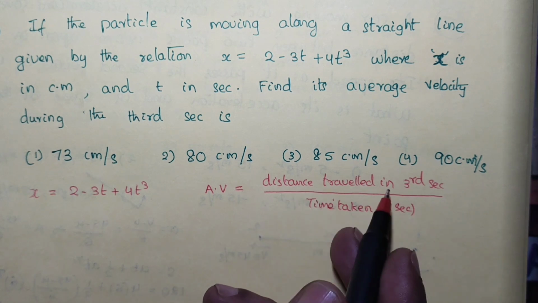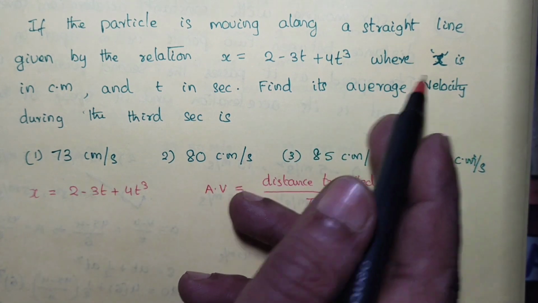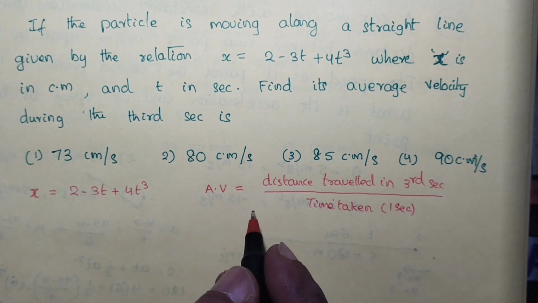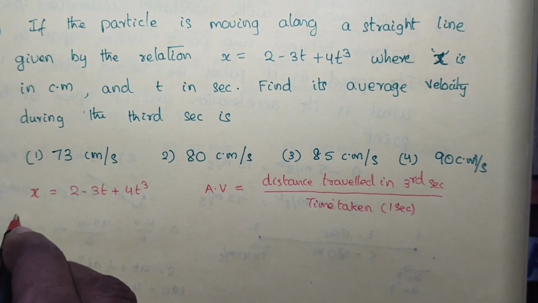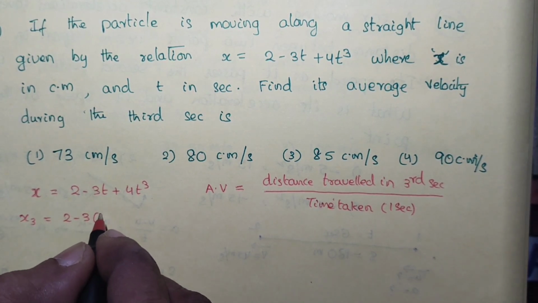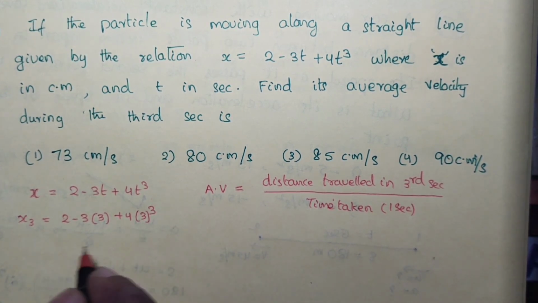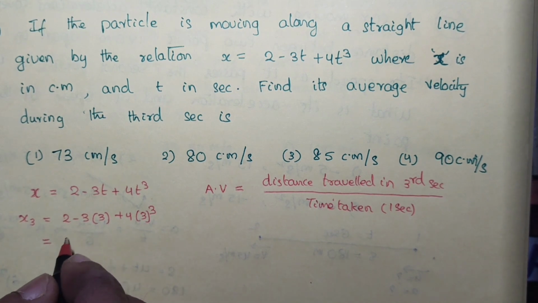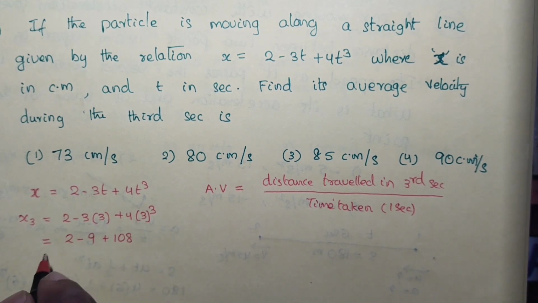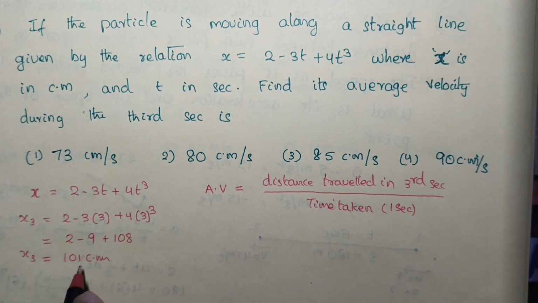Here you see, distance traveled in the third second. We will get, let us write, distance traveled in 3 seconds minus distance traveled in 2 seconds. So distance traveled in 3 seconds is equal to 2 - 3 × 3 + 4 × 3³, so x3 is equal to 2 - 9 + 108 = 101 centimeters. Distance traveled in 3 seconds.